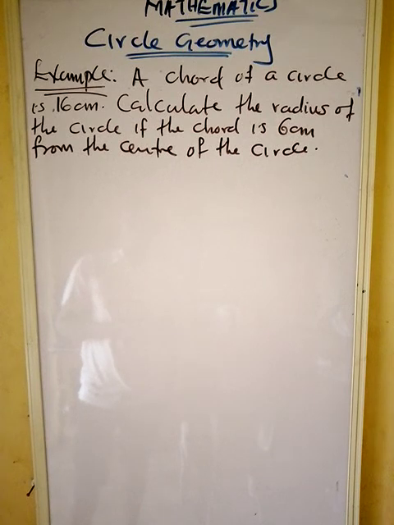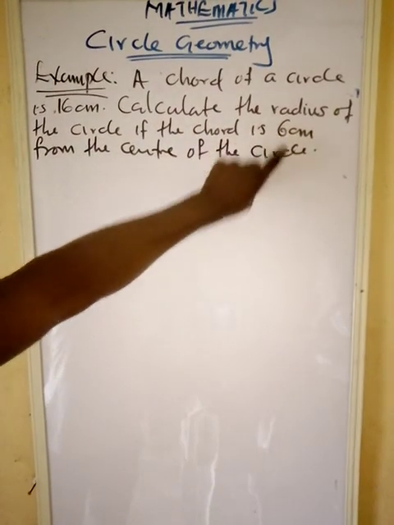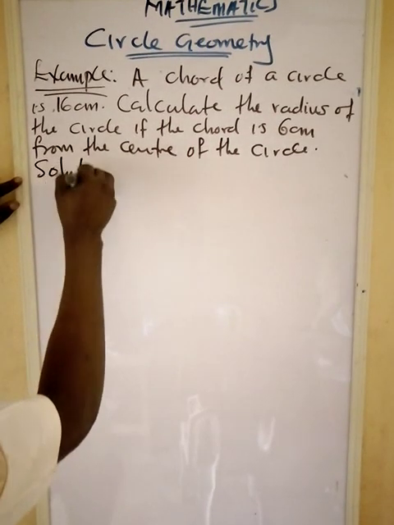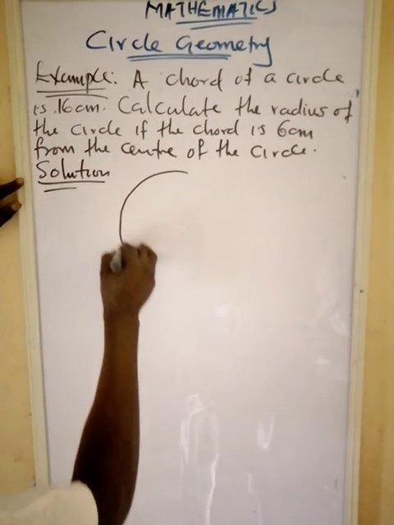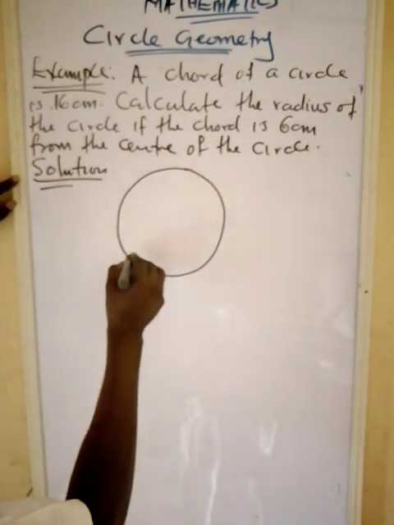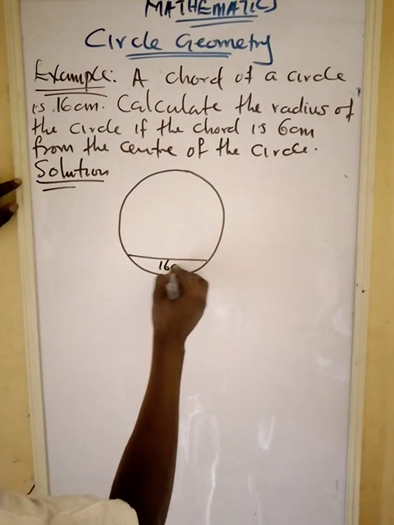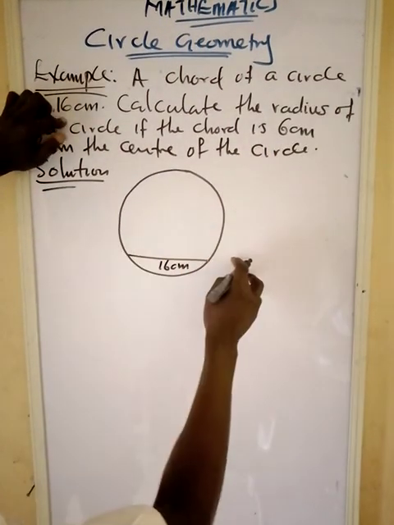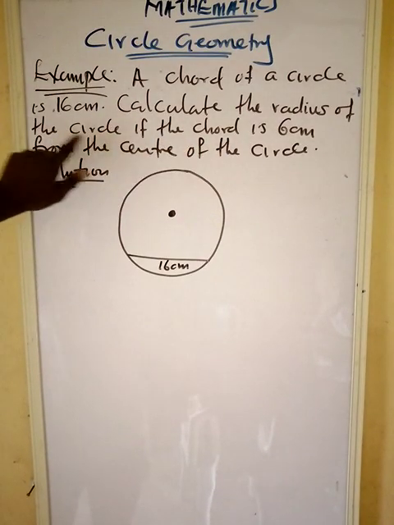Now if you see this question: a chord of a circle is 16 centimeter. Calculate the radius of the circle if the chord is 6 centimeter from the center of the circle. Solution. So what we need to do now is draw a circle to explain this. The whole of this is 16 centimeter, our chord. This is the center of the circle.